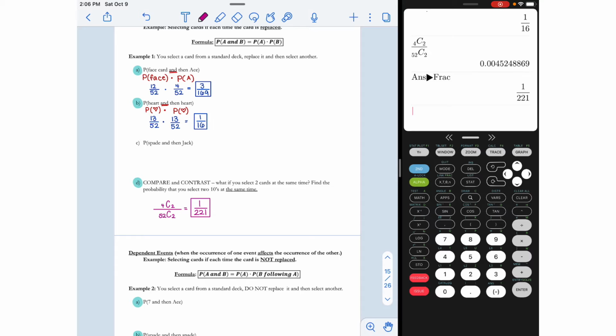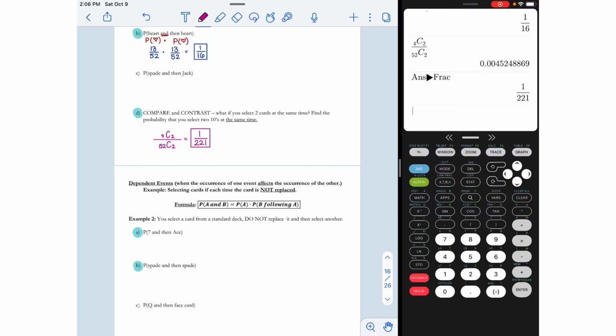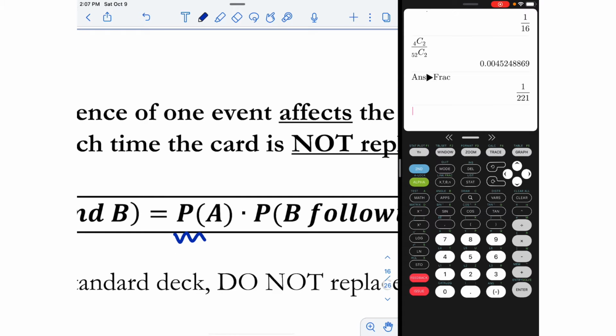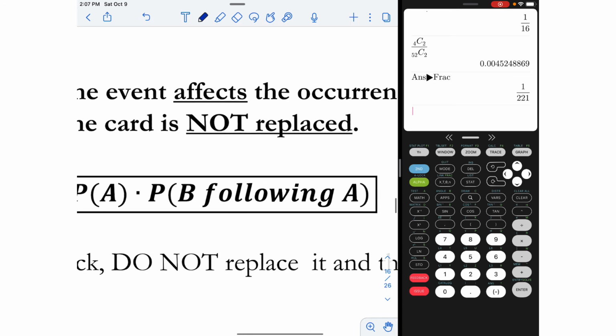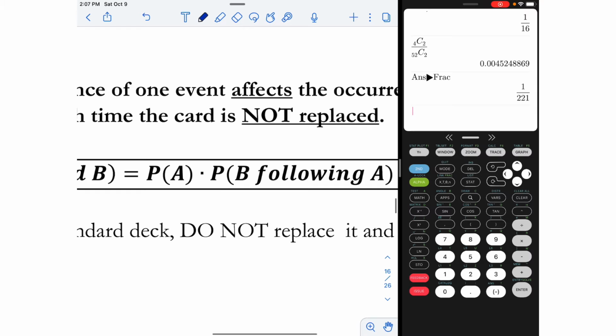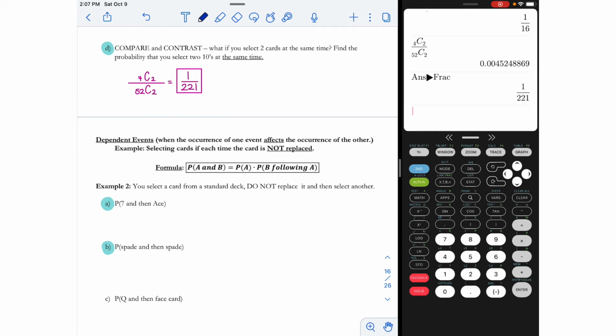Dependent events are when one does affect the other. So for example, if I select a card and then I don't replace it, then the probability is totally going to change for the second selection. So let's talk about that. And the formula looks like this. It's the probability that the first event happens times the probability of B following A. Now this is weird. That just means that we have to slightly change this probability because the first one has affected it. It'll make more sense when we do this example.